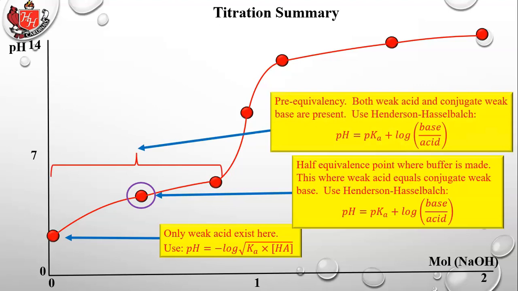Okay, the area on the left, the low side of the S curve, is called pre-equivalency. It's before you get to the equivalence point. Both weak acid and conjugate weak base are present, and since you have both of them, you can use Henderson-Hasselbalch.